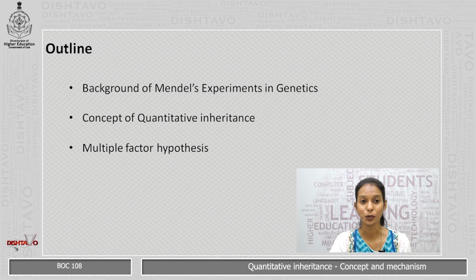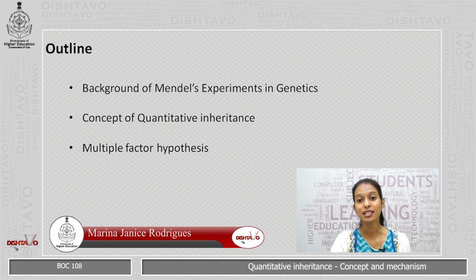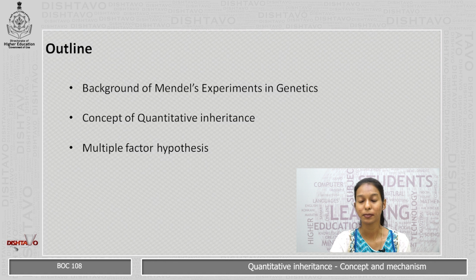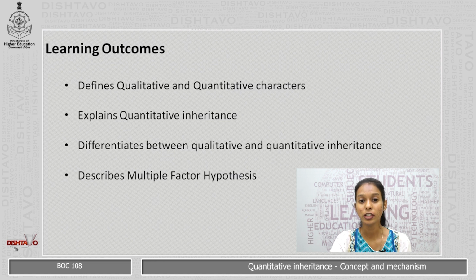In this module, you will be learning about the background of Mendel's experiments in genetics, the concept of quantitative inheritance, and the multiple factor hypothesis. By the end of this module, you will be able to define qualitative and quantitative characters, explain quantitative inheritance, differentiate between qualitative and quantitative inheritance, and describe the multiple factor hypothesis.